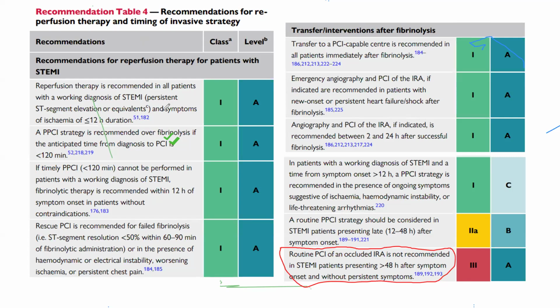So what I'm trying to emphasize is that if somebody had that MI 2 days ago, 3 days ago, even though the patient doesn't have symptoms, they should still go for PCI. Not because of the occluded artery, but because of any other vessel that is at risk of getting occluded. They should get revascularized. Hope you get me, sir.